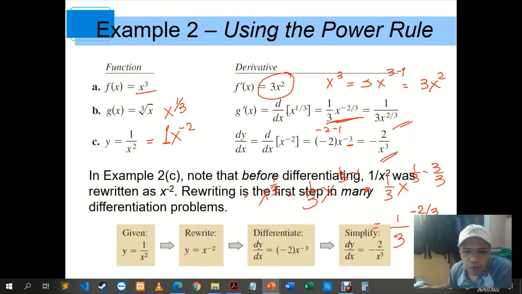Now, note that before differentiating, 1 over x squared was rewritten as x raised to negative 2. Rewriting is the first step in many differentiation problems. So make sure na if there is a negative exponent, or maybe as much as possible kung may denominator, kung pwede naman siyang i-rewrite to the numerator, mas maganda para mas madali. So, katulad nga nito, 1 over x squared, that became x raised to negative 2 bago niya kinuha yung differentiation.